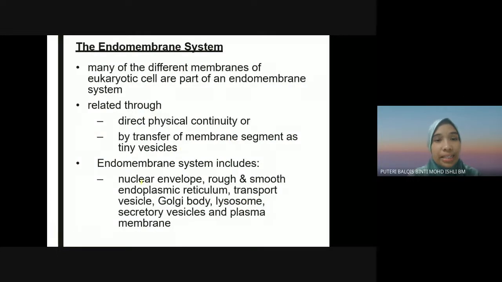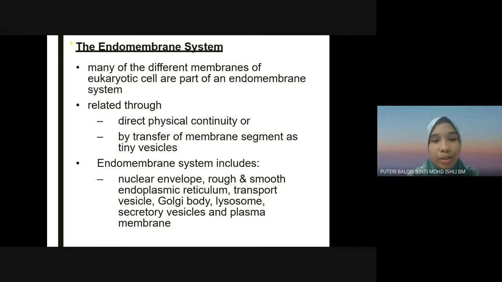Okay, the endomembrane system. Soalan ni pernah keluar quiz. Kita buat sebagai macam midterm punya test lah. Soalan ni pernah keluar. Endomembrane system. And malangnya ramai tak dapat jawab. Bukan batch awak, batch lepas.